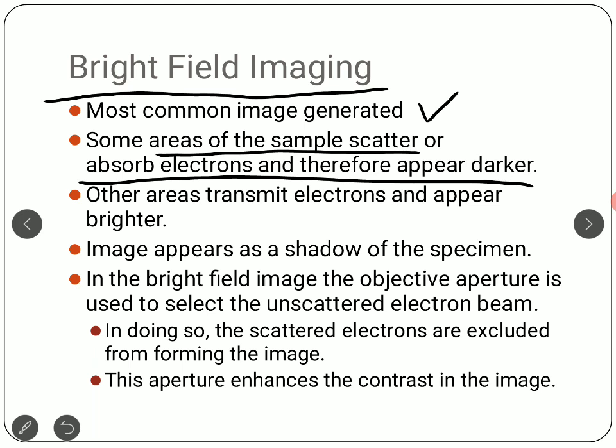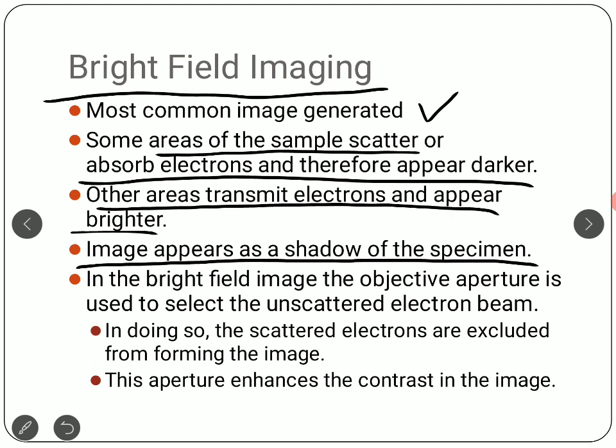So which absorbs electrons, those electrons cannot pass through the sample, so that will appear dark on the screen, and the other areas which are transmitting the electrons will appear bright. So basically what happens is the image will appear as a shadow of the specimen. Whatever you see is a shadow, which will be a combination, or the entire image will be a combination of the electrons which are absorbed and the electrons which pass through.